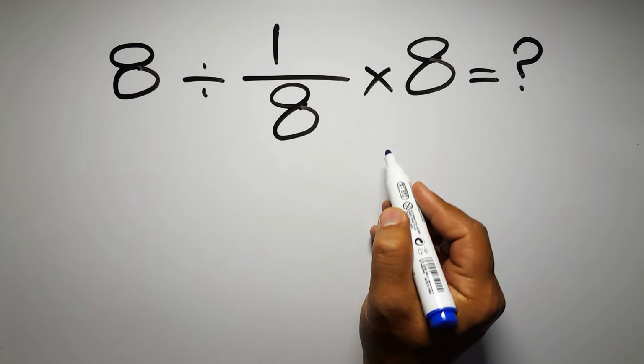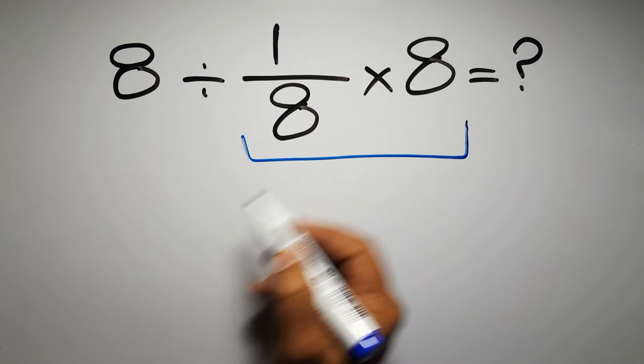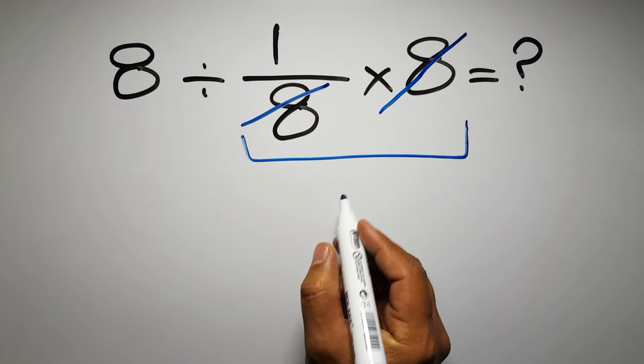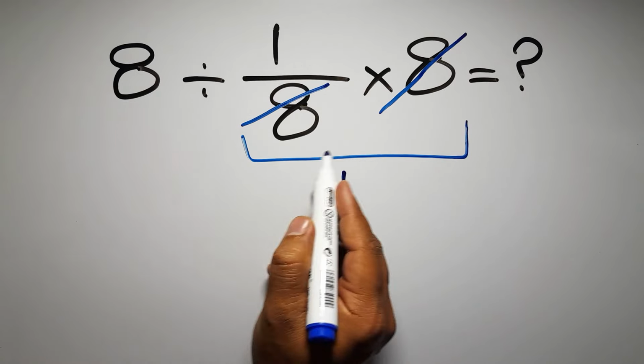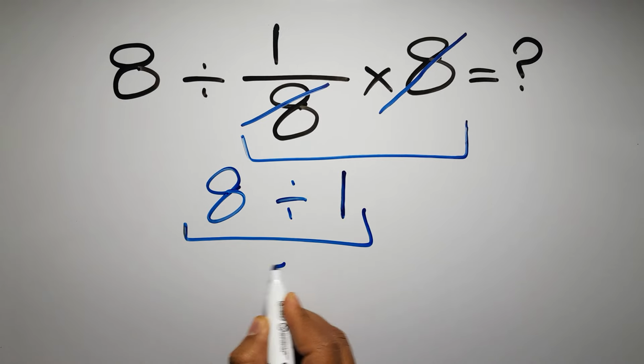First, we do this multiplication. 1 over 8 times 8. We can easily cancel this 8 and this 8, so we have just 1. And 8 divided by 1, which equals 8.